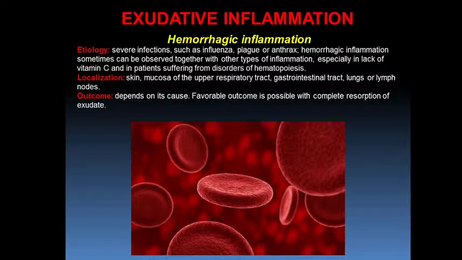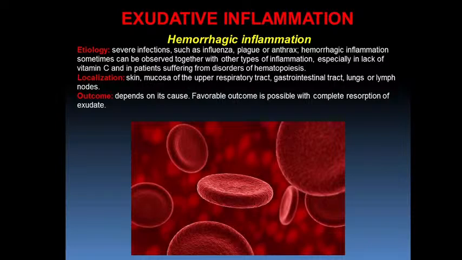Example of hemorrhagic inflammation, it is hemorrhagic pneumonia in influenza. Mucous membrane is swollen with dark red spots, areas of hemorrhage. Also, dark red spots can be found on the cut surface of the lung due to hemorrhagic exudate accumulation in the alveoli. Microscopically, we will see inflammatory fluid consisting of leukocytes, predominantly neutrophils, and some amount of macrophages, but the main cell type in exudate will be erythrocytes.